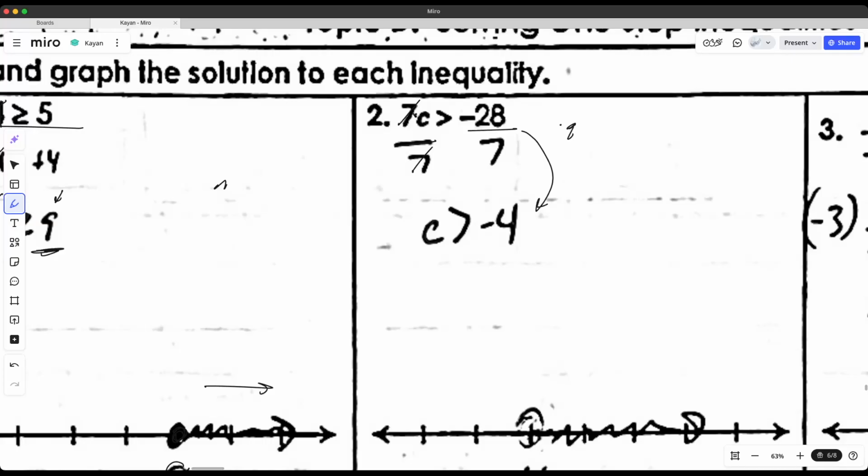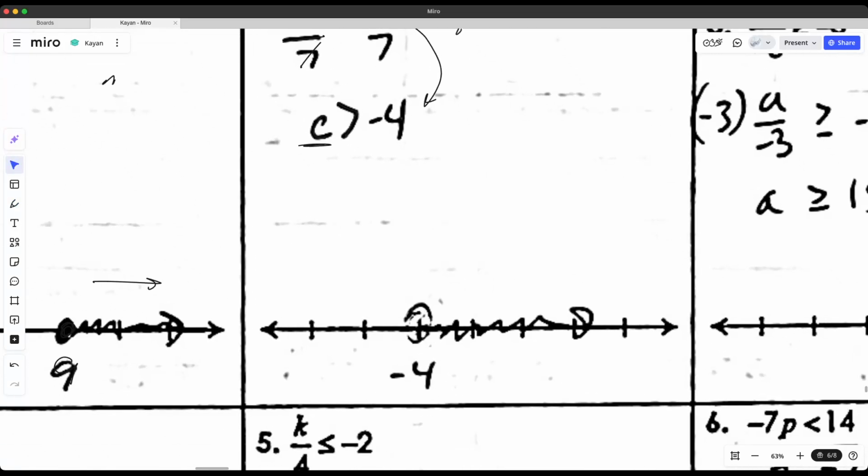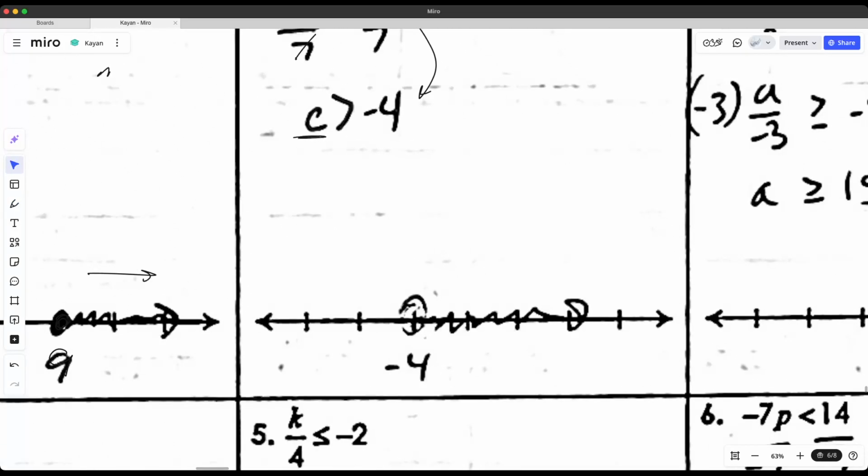So C, our variable, is some number that is bigger than -4. So it could be -3, it could be 1,000, it could be 0. All those numbers are greater than -4. Can't be -5 though, and it can't be -4.1. Those numbers are smaller than -4. All right, let's make that graph.